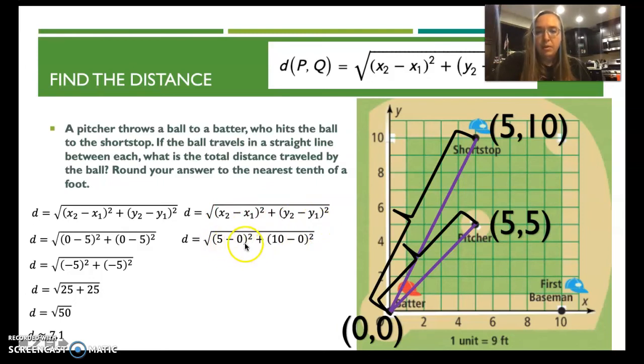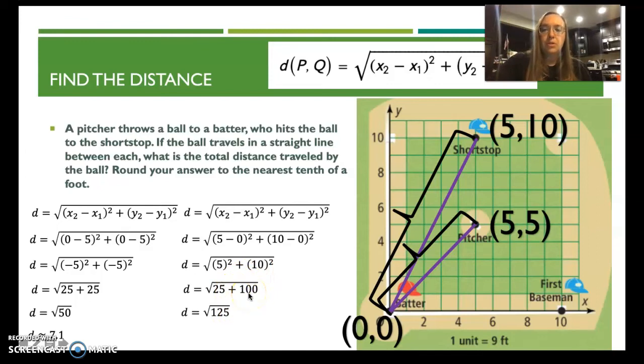5 minus 0 squared plus 10 minus 0 squared. We're going to start at 0 and go to the shortstop, and that's what it'll look like. So we'll have the square root of 5 squared plus 10 squared. That'll be 25 plus 100, square root of 125. If you don't know how to put it into your calculator, make sure you ask your teacher to show you next time, or ask someone you know and love and trust. The distance of that second purple line is going to be 11.2, but are we done with the problem yet?